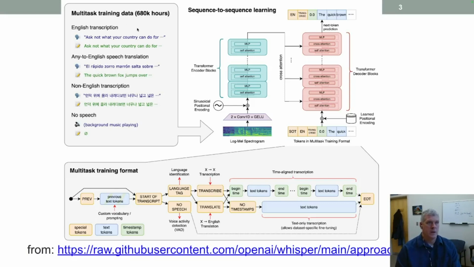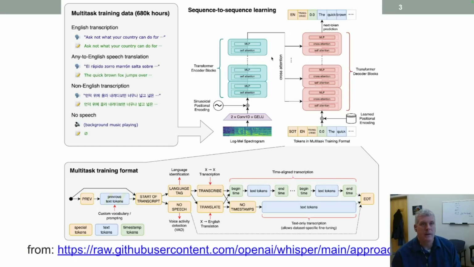Here are the examples in the top left of this slide here. The multitask training data, right? 680,000 hours, English transcription, any English or any non-English language to English transcription. For example, "el rápido zorro marrón salta sobre," which translates into "the quick brown fox jumps over." And then it does non-English transcription as well. And also it doesn't pay attention to background music playing, which is pretty cool.